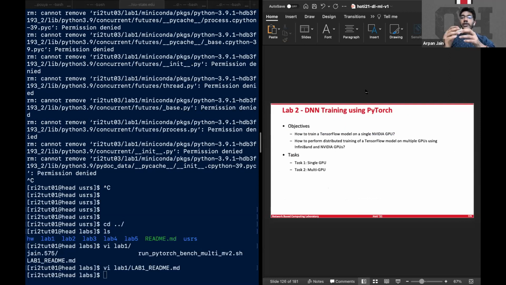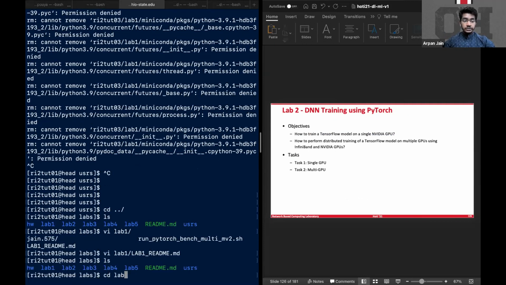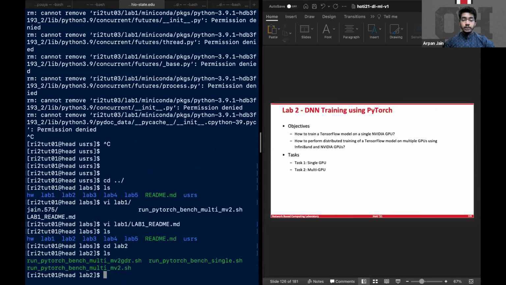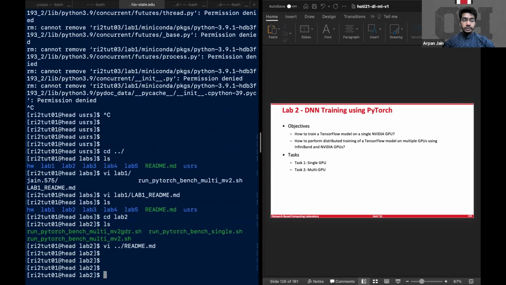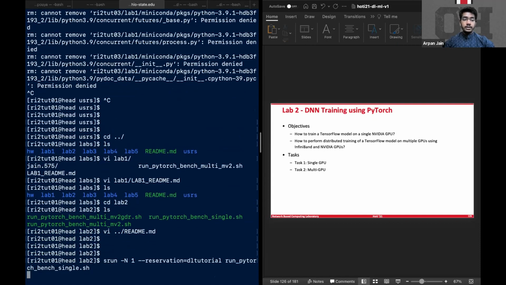In lab 2, we are going to run the DNN training with PyTorch. Here we will use the Horovod example scripts. Horovod has example scripts to test the environment, so we are going to use those scripts. If you go to lab 2, please copy all the commands from the README file available here. We have the commands for lab 2, PyTorch. Just copy this command, go to lab 2, and paste it, and it will run.